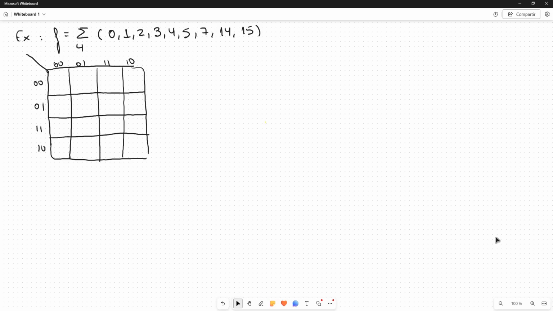Well, imagine that we have this example in which they give us this function. The first thing: how is this function expressed? This is a 4-variable function because we have a 4 here, and we have here a sum of minterms. So this is the compact representation of the canonical disjunctive form. Disjunctive because it's a sum of product terms, and canonical because these product terms are minterms. They include all the variables of the function.